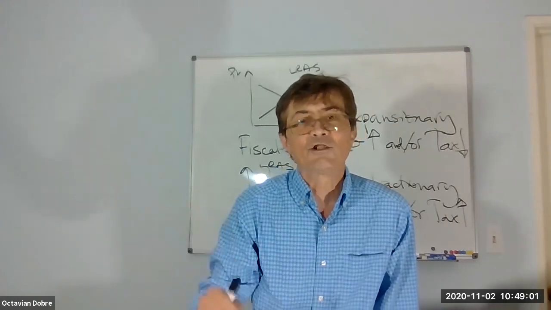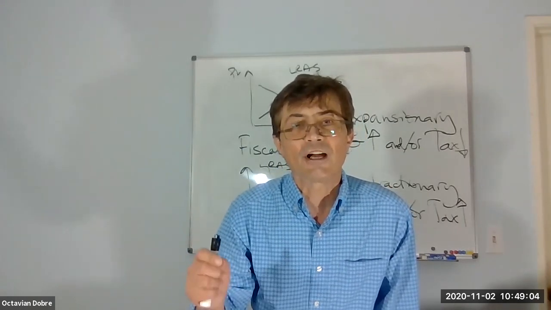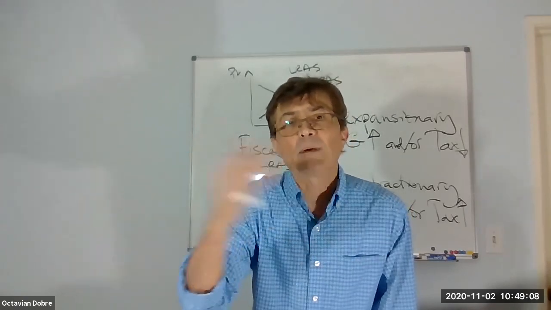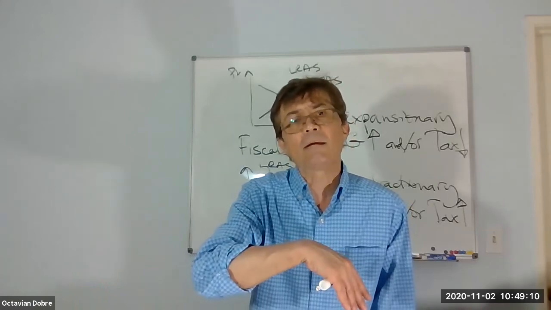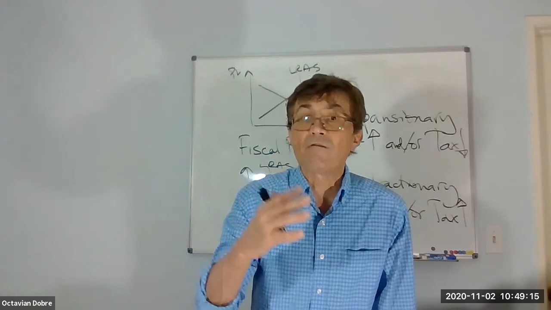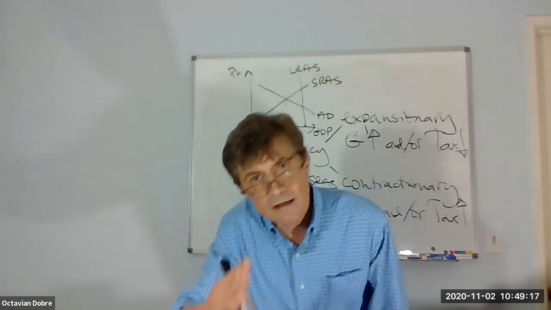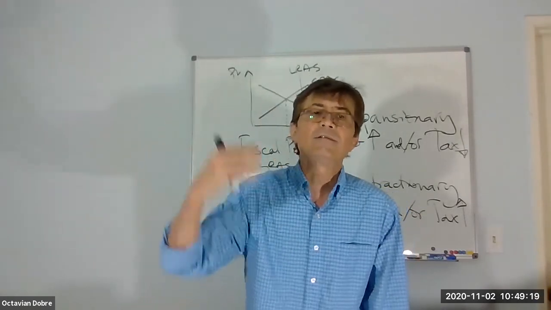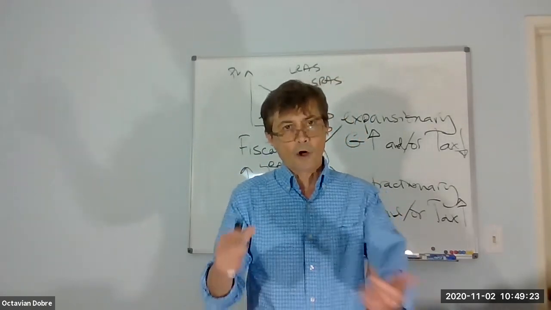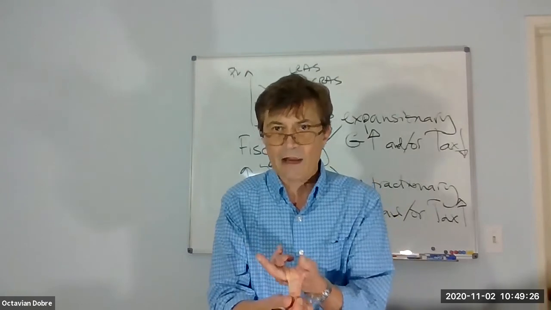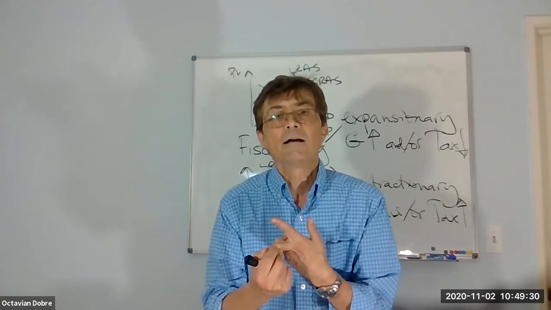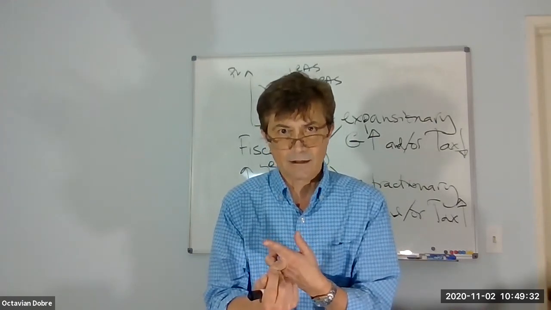Automatic stabilizers do not require the intervention of Congress because they take place automatically. When the economy is booming, it's going to take money away from us. When the economy is stumbling, it's going to give money back to us. And the examples that I gave you were unemployment compensation and the progressive tax system.